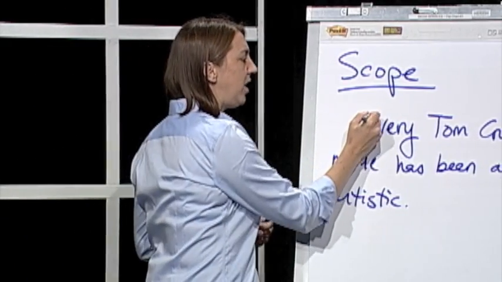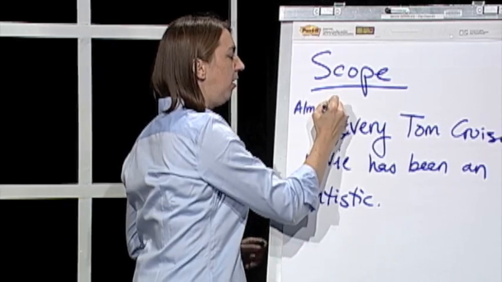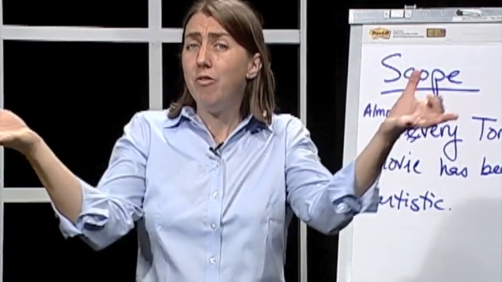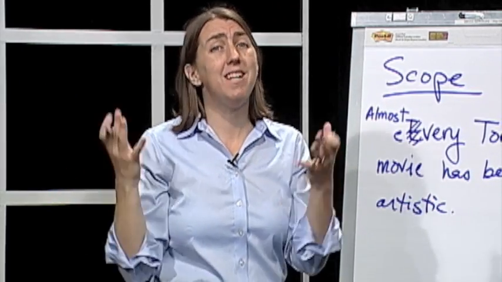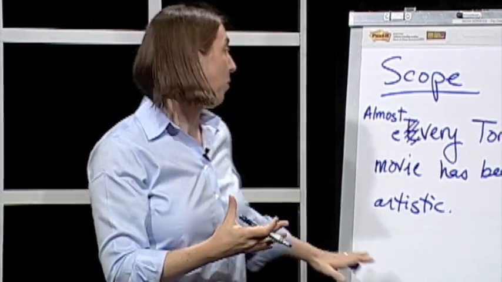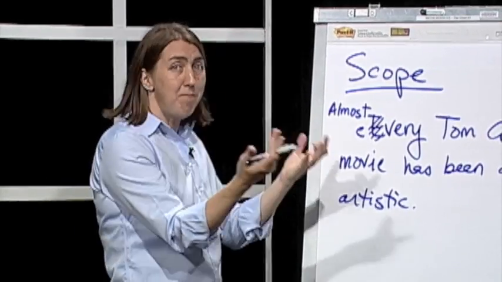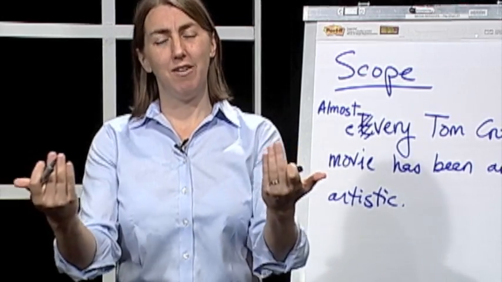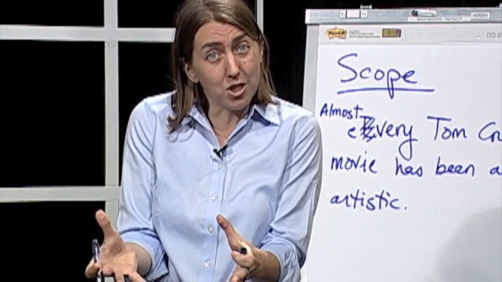Now, what if I change this even slightly? Almost every Tom Cruise movie has been an artistic disaster. Now I've narrowed the scope of the conclusion significantly. By narrowing the scope, I'm going to need less evidence in order to persuade you that this conclusion is true. Now, I can keep backing up the scope. And you'll sometimes see people do this, by the way. If they're giving an argument and they're getting some critiques of it, they'll change their conclusion so that it could be more successful.